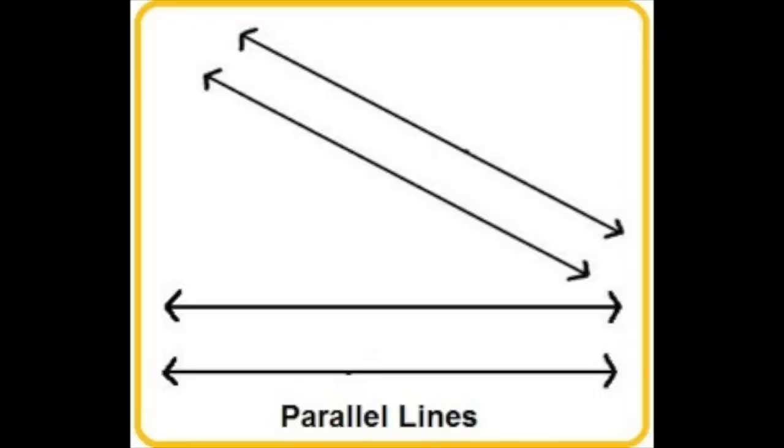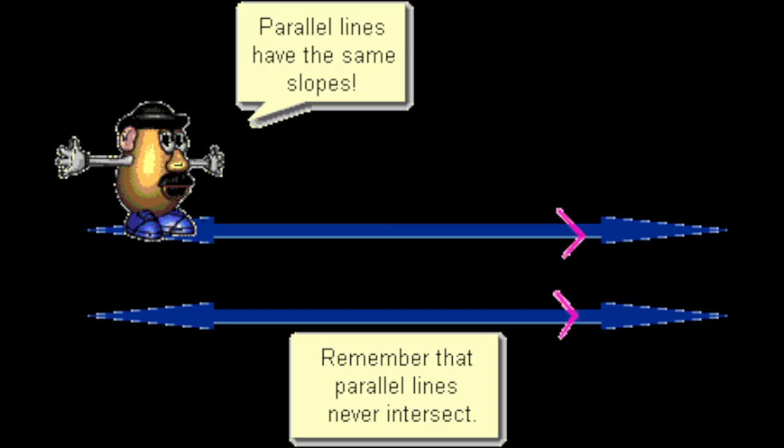Parallel lines are two lines on a plane that never meet. They are always the same distance apart, and they never intersect. Parallel lines also have the same slope. To remember parallel, all you do is spell it. P-A-R-A-L-L-E-L.